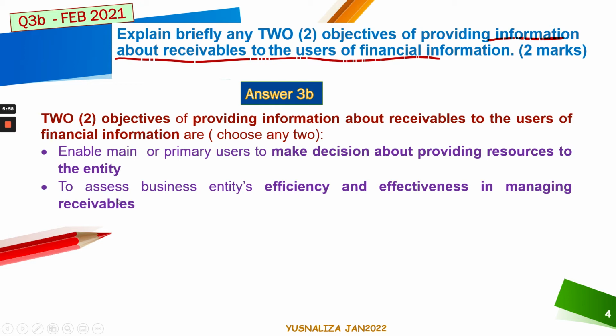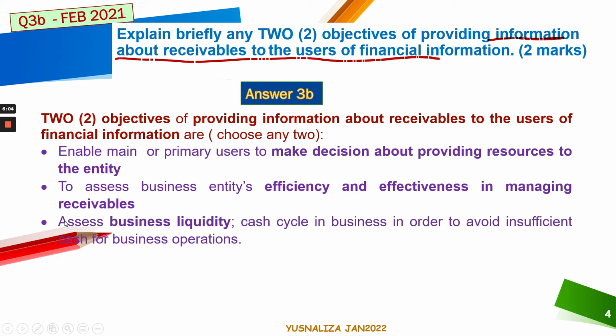Second one is to let them assess the efficiency and the effectiveness in managing receivable. The third one is also letting them assess the business liquidity or the cash flow position of the company, the cash cycle in the business, so that the company will have enough cash to pay our business, for example, right? So that we have enough cash to pay our supplier, for example, as well.